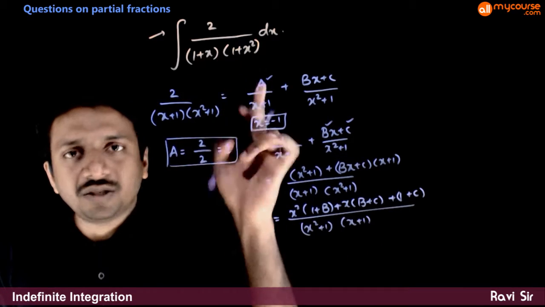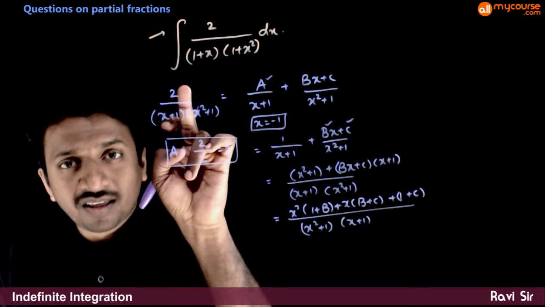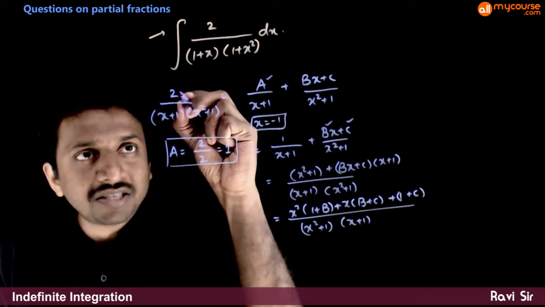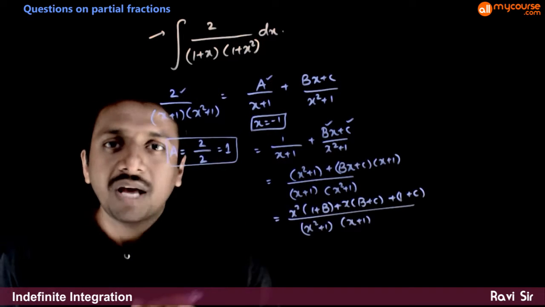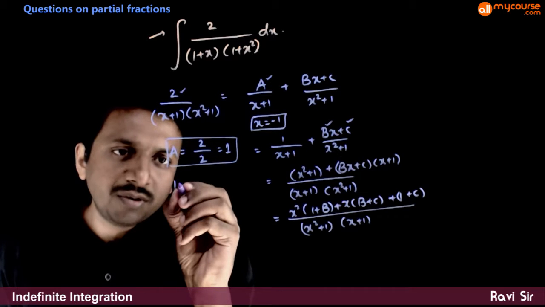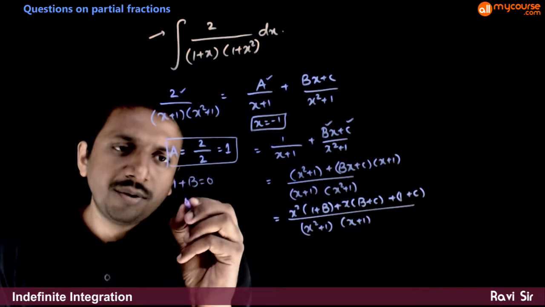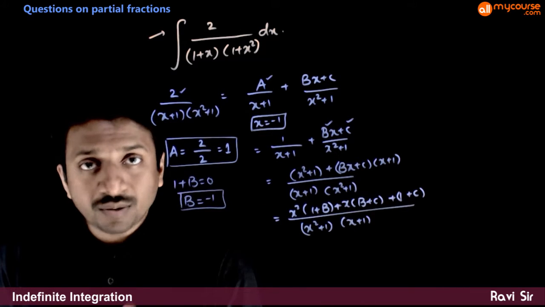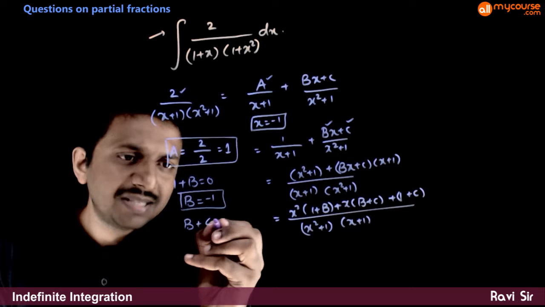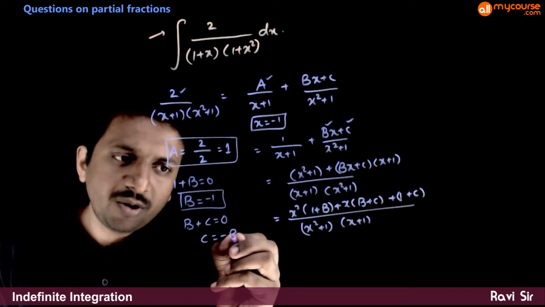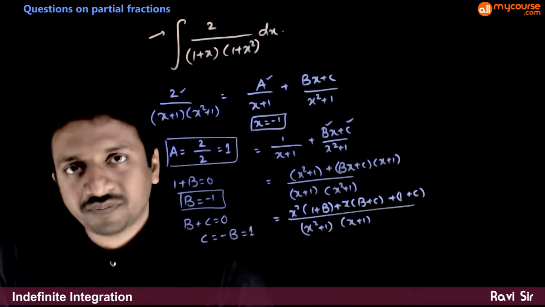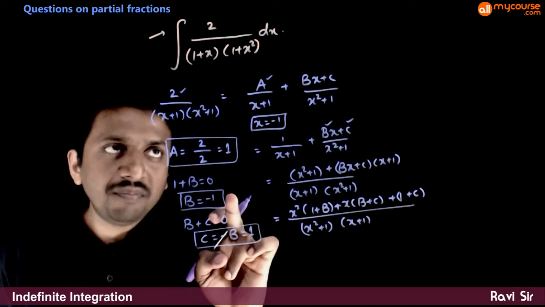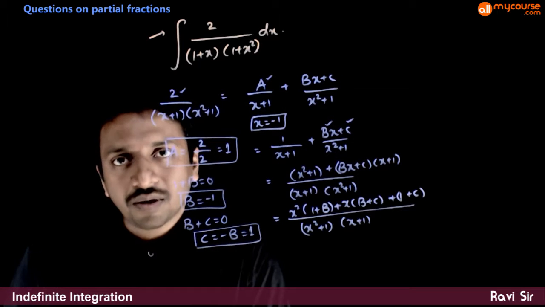If you compare these two, in the LHS the numerator is just 2, that is, there is only a constant term. You don't have an x square term, you don't have an x term. So the x square term is equal to 0, so 1 plus b is equal to 0, b is equal to minus 1, and the x term is also equal to 0, that is b plus c is equal to 0, c is equal to minus b, which is equal to plus 1. So a is equal to 1, b is equal to minus 1, c is equal to 1.